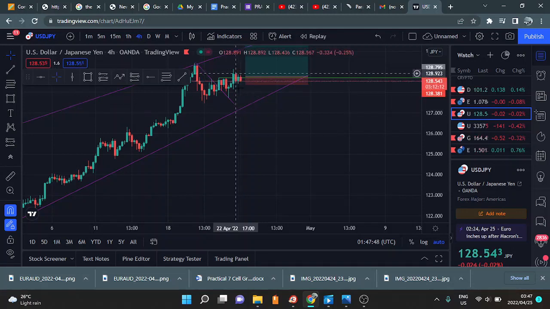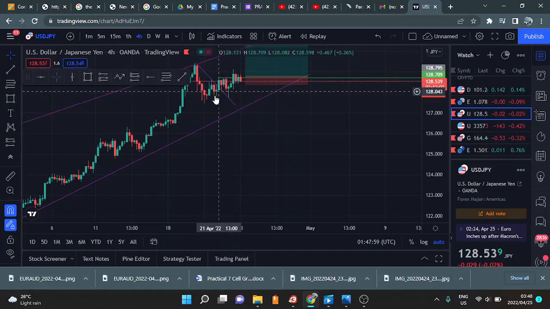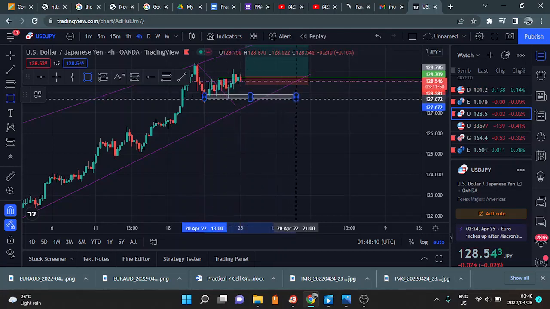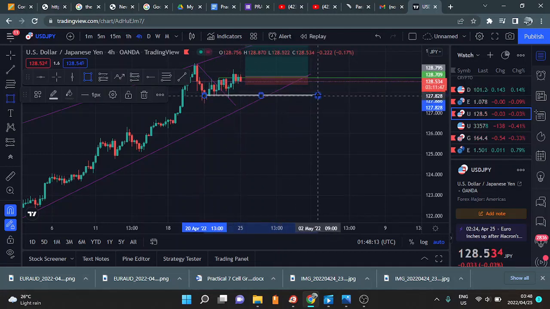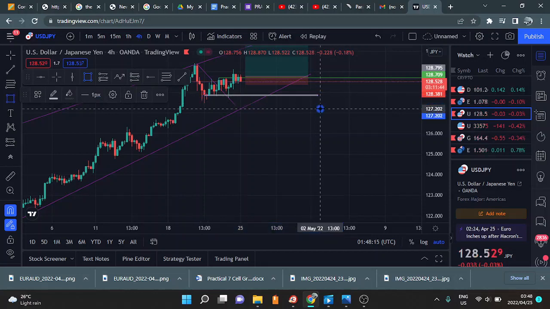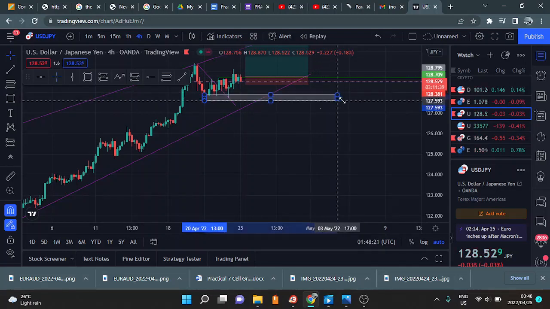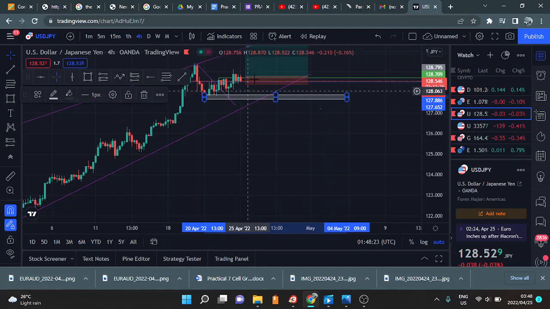But for now, it seems the market is still not ready to push to the upside, so it can sell maybe up to this area here, or if it breaks this neckline here. If it breaks this neckline here, then it'll be a confirmation that the market has momentum to the upside.